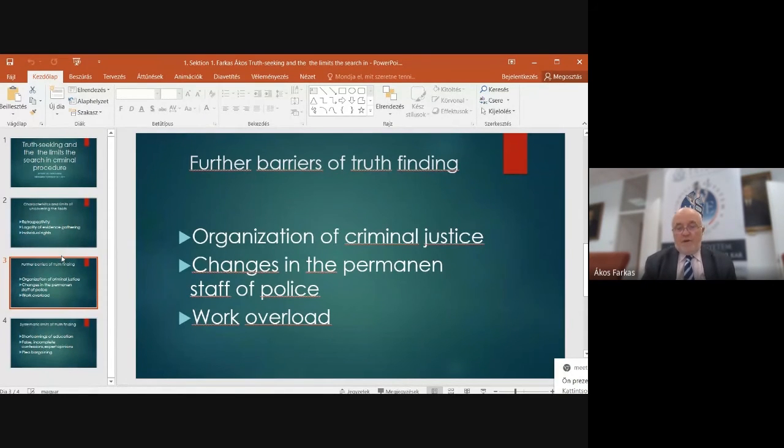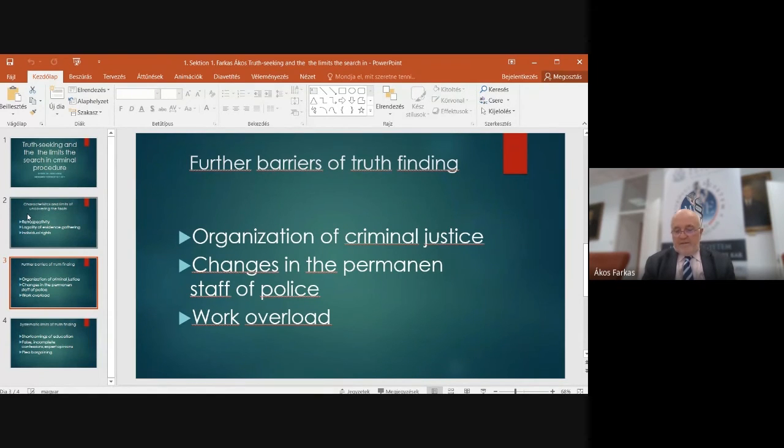Before finding the truth, there are further barriers. These barriers stem from the organizational characteristics of criminal justice. The organization of criminal justice everywhere in the world is a publicly financed institution where the functional costs are available only limited. It means that the functional costs are not enough to uncover and judge all crimes. This lack has twofold consequences. The one is that the criminal justice, police, prosecution services, courts, selects the cases from the point of view of significance. It means that the criminal justice gives up the uncovering of the facts of some crimes.